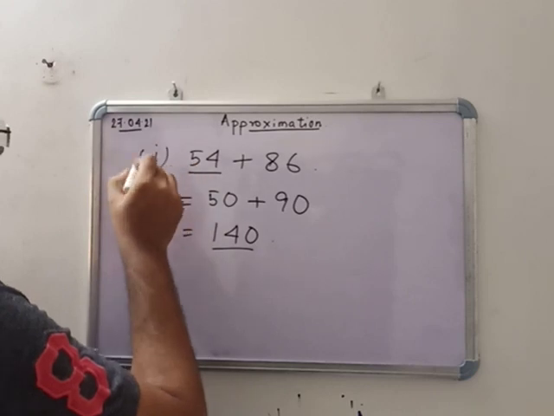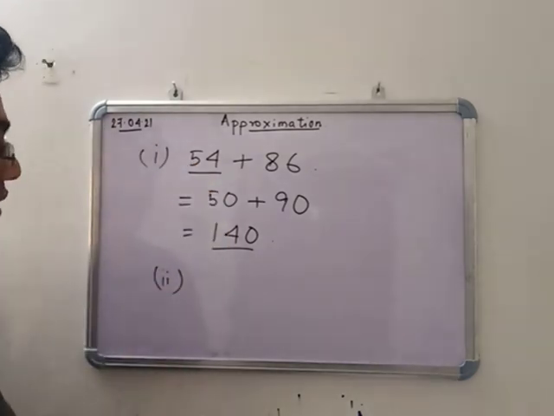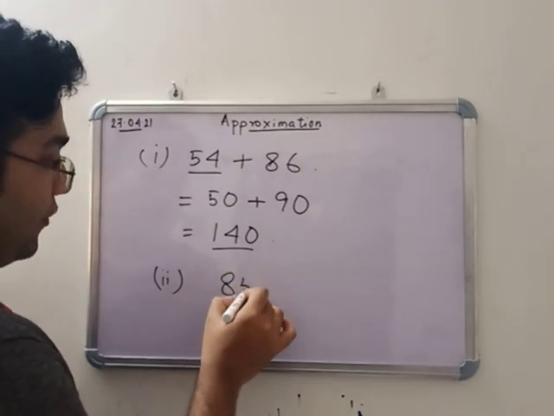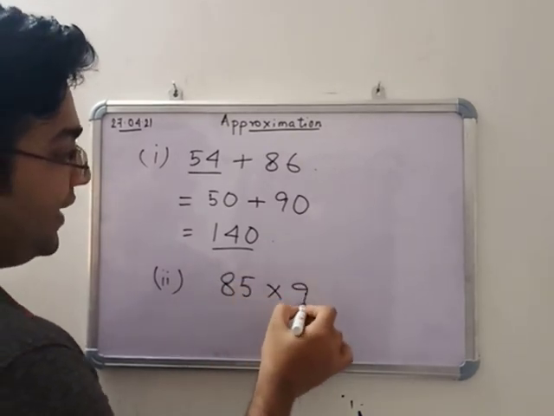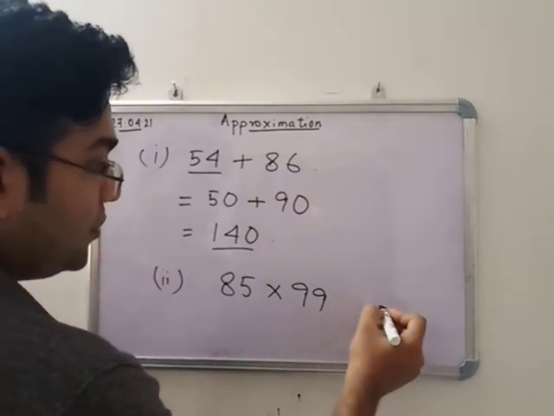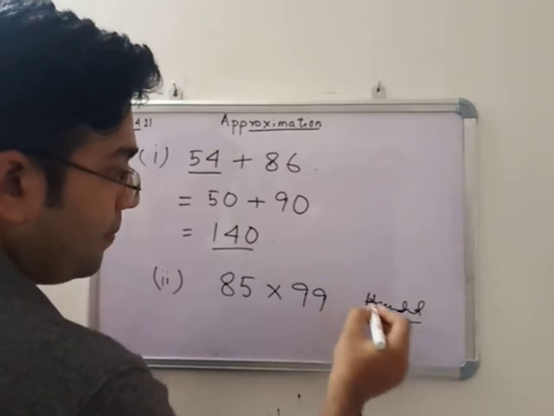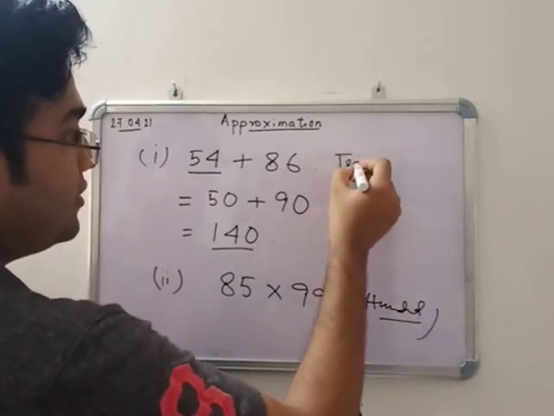This is number 1. And number 2, suppose in multiplication it is given, approximate 85 into 99. Suppose this is on 100, and this is in tens.